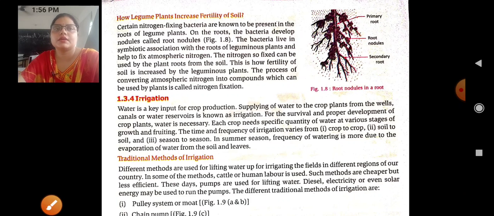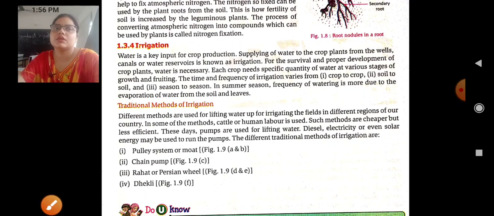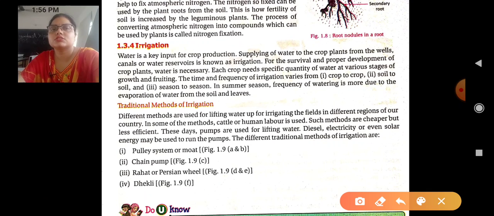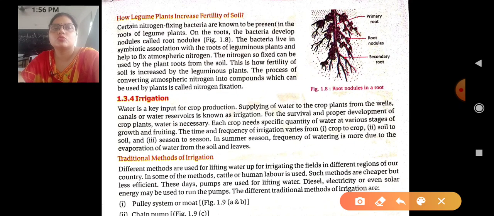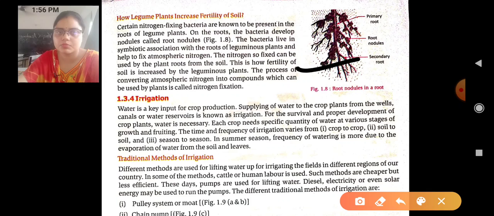The next topic is about irrigation. We will do this in our next lecture. And for today's homework, you have to draw the root nodules in a root. This diagram also you have to draw.